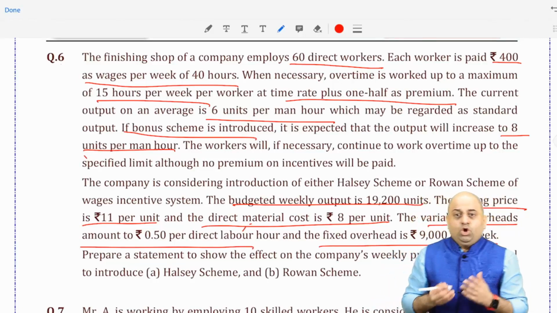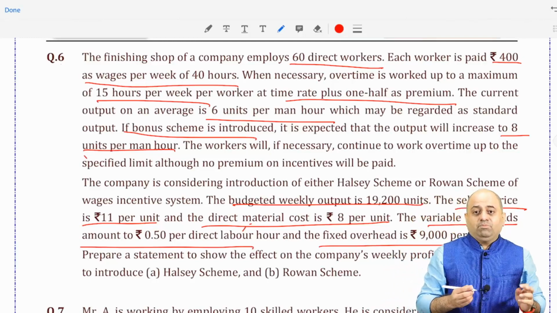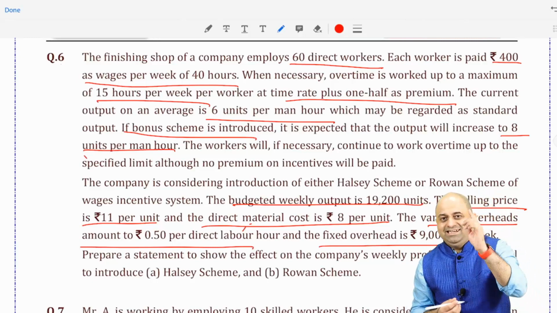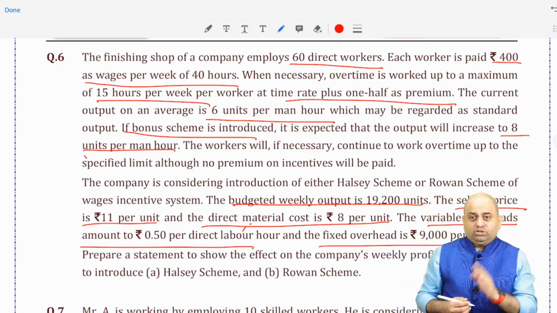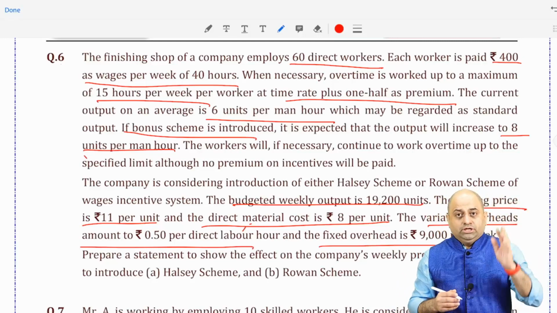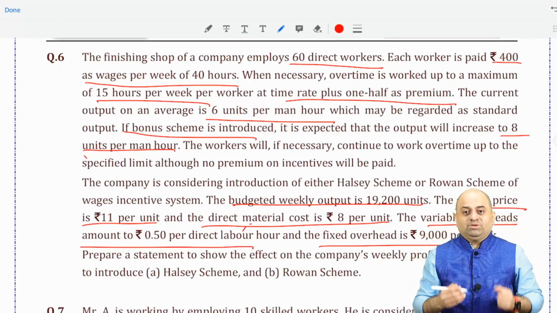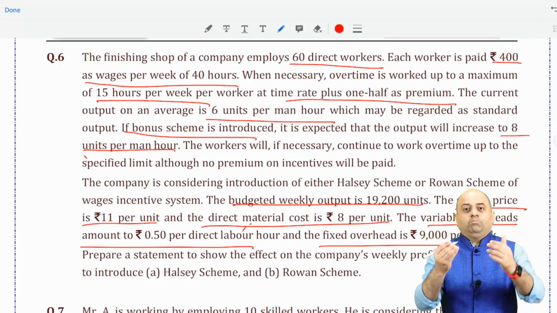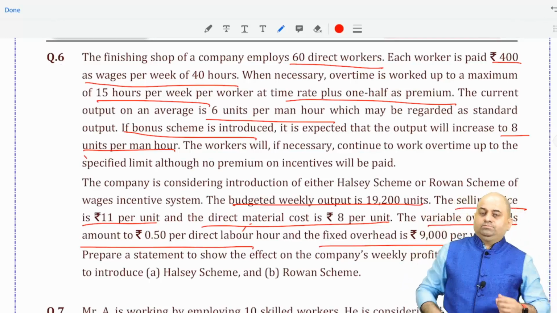My dear friends, what I'm trying to tell you is something pretty simple here. You will have to calculate time allowed because for Rowan bonus ultimately time allowed is needed, and once you calculate time allowed you can calculate wages under all three. These are the points which I believe you should have remembered in question number 6. With that I finish my explanation of question number 6.